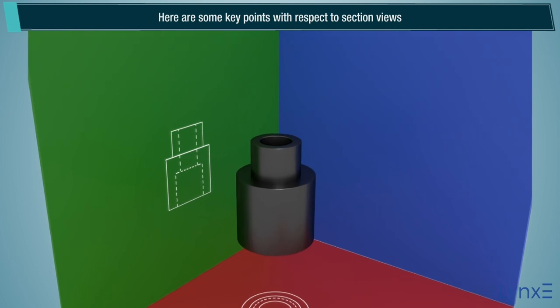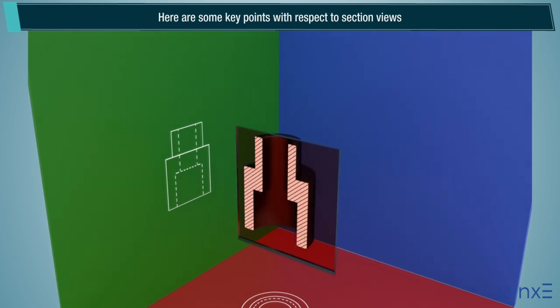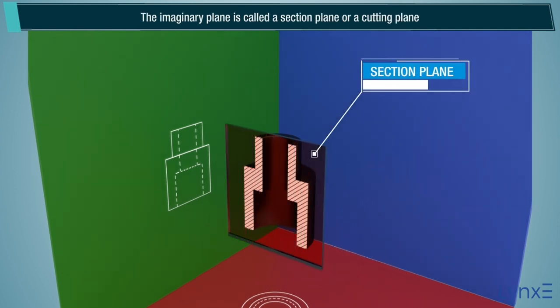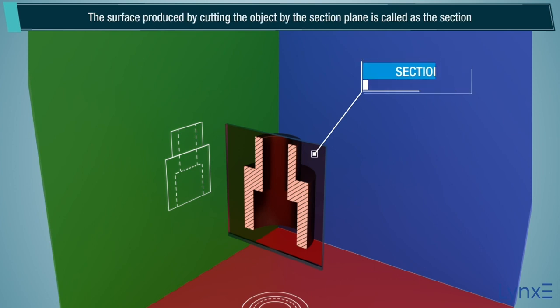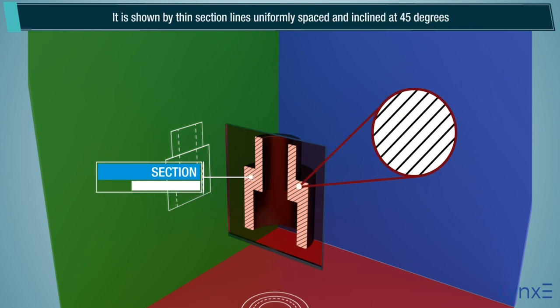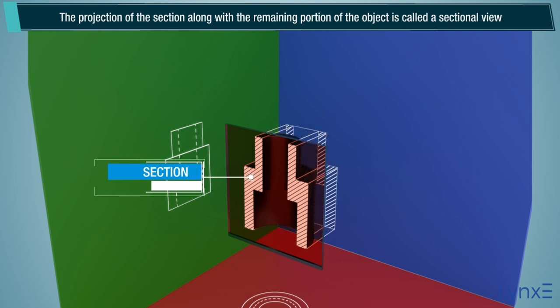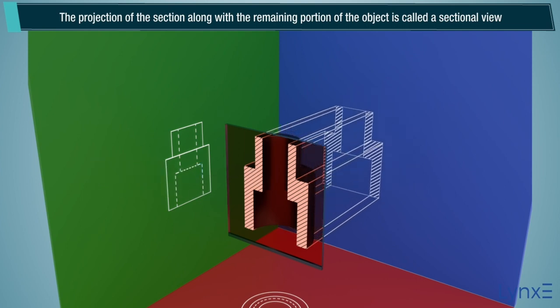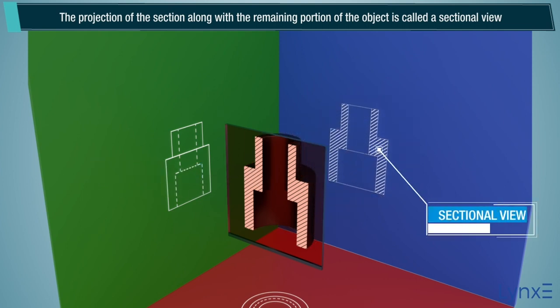Here are some key points with respect to section views. The imaginary plane is called a section plane or a cutting plane. The surface produced by cutting the object by the section plane is called the section. It is shown by thin section lines uniformly spaced and inclined at 45 degrees. The projection of the section along with the remaining portion of the object is called a sectional view.